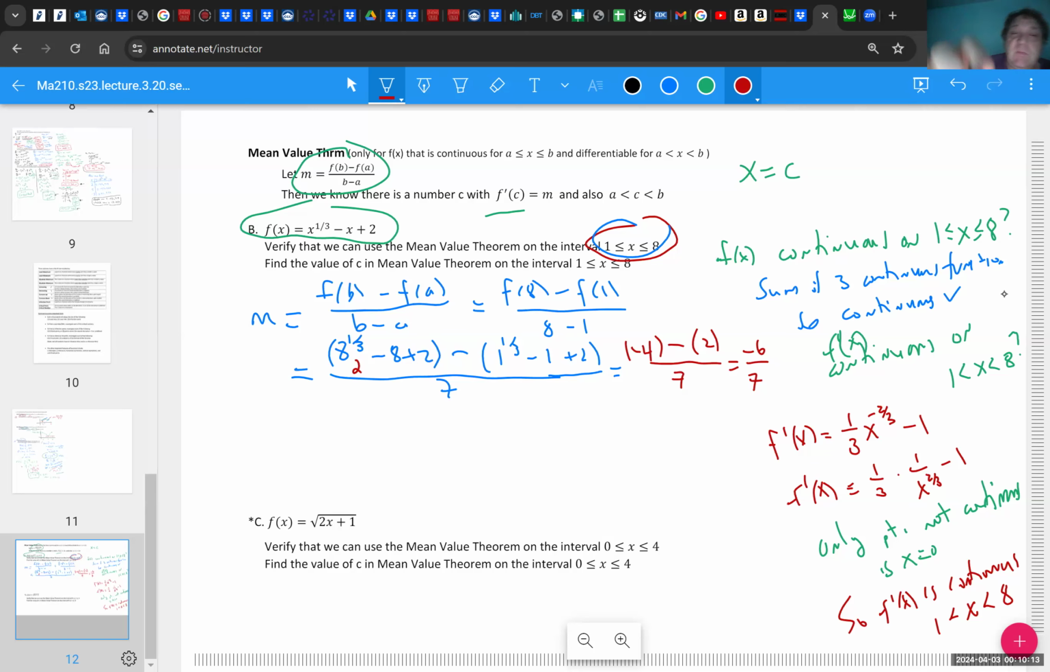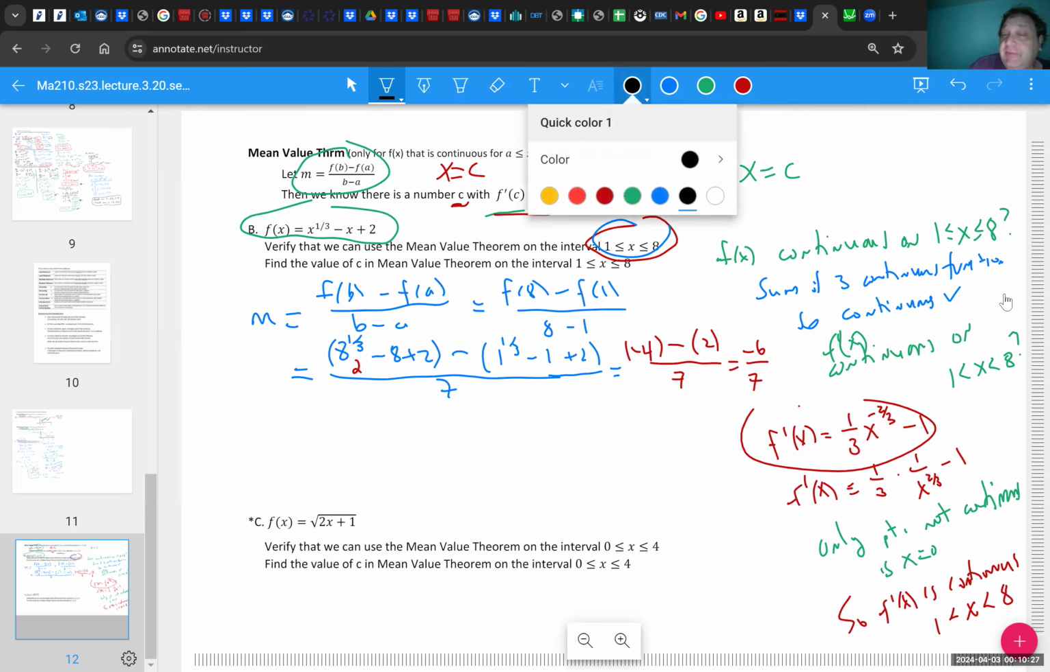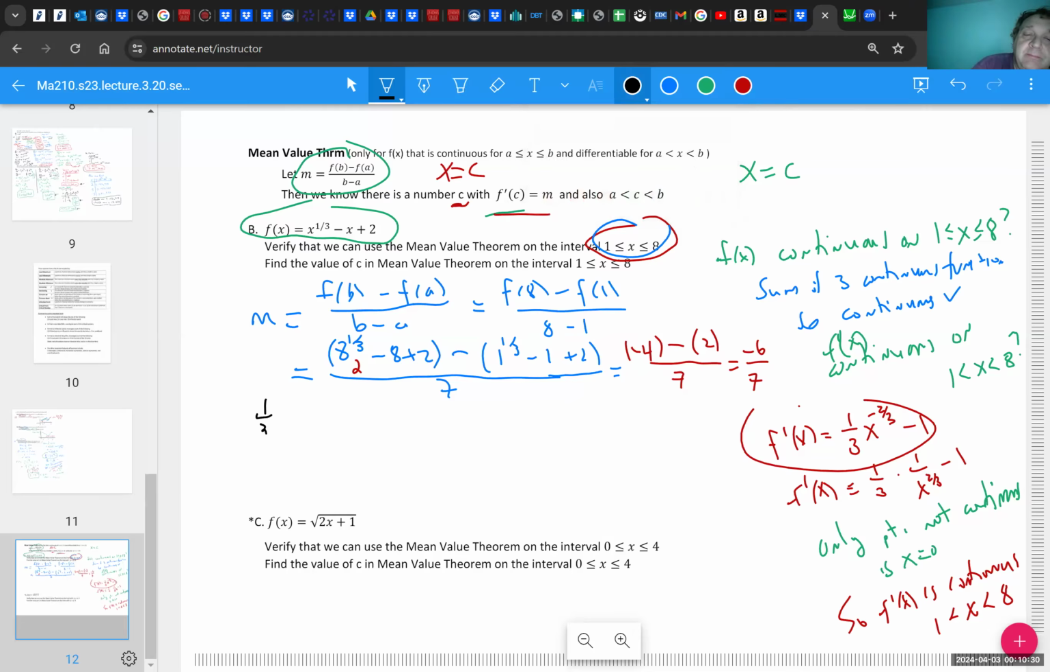All right. So now we're going to find a number c. This is an x number, of course, where the derivative at c is equal to the slope, -6 over 7. So we know the slope equation. So I'm going to write that down and set it equal to -6 over 7. Okay, so you just have to do the algebra now and solve for x.